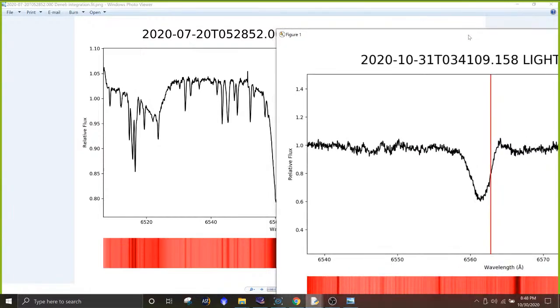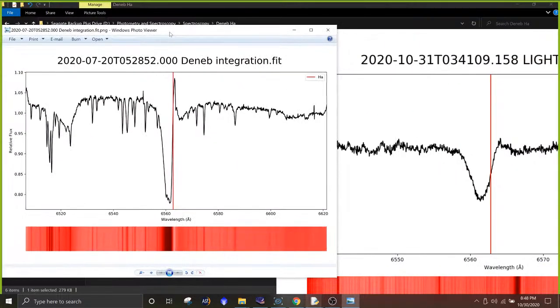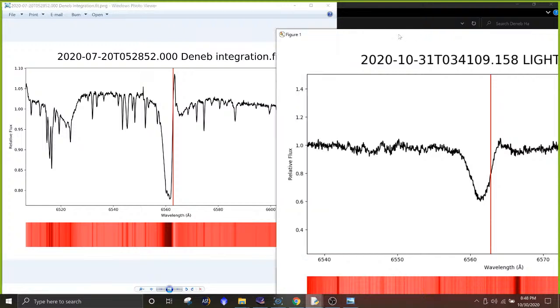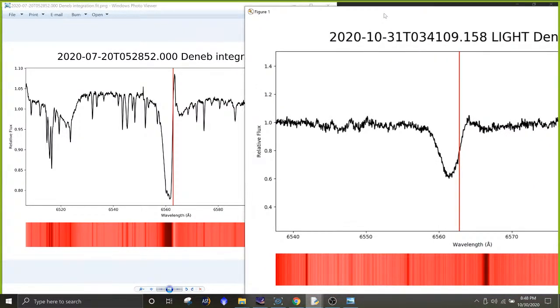So if we compare this profile, this is obviously a lot more data taken, more than 30 seconds, but we can see how this star has evolved. We can see how the star is different from how it was 3 months ago in terms of the profile. So the emission is a little less strong here. So the profile's actually changed based on its pulsations.